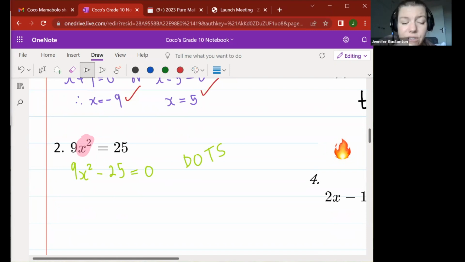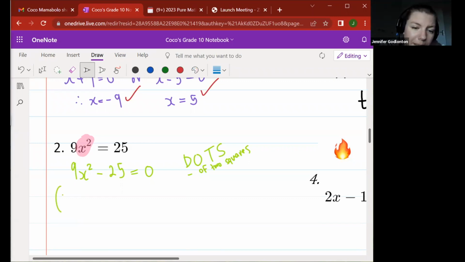Just hold on for 10 seconds. DOTS is difference of 2 squares. The D stands for difference. The O is just of. The T stands for 2, and then the S stands for squares. Okay, keep going. And then I said 3x plus 5, 3x minus 5 equals 0.